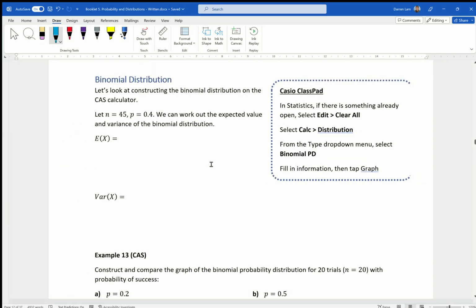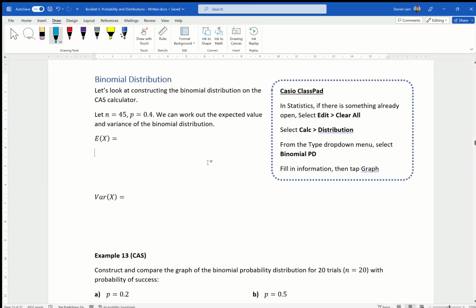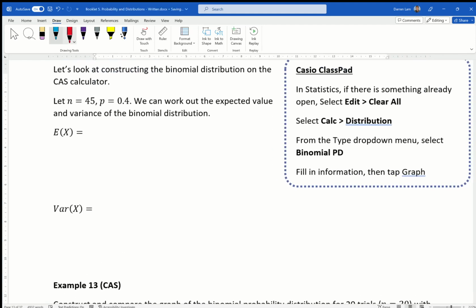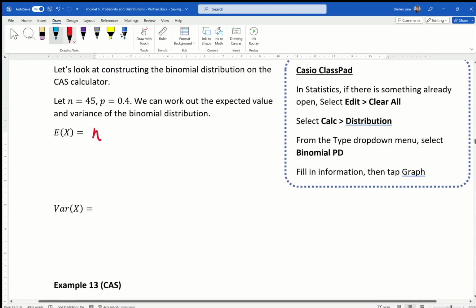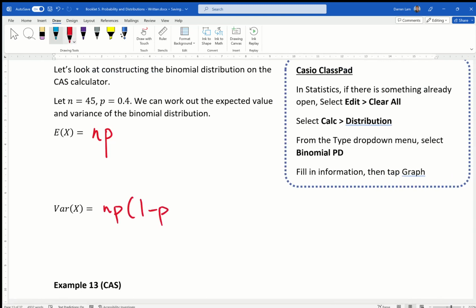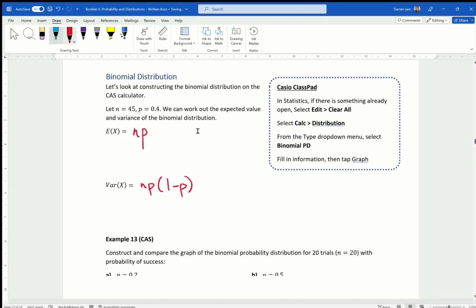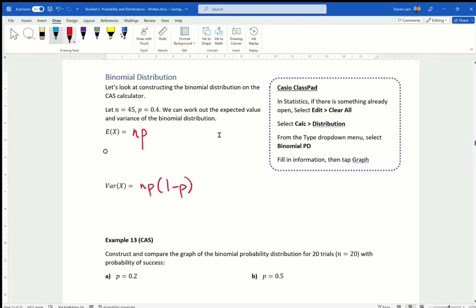2 formulas I'd like you to write down. These are very important. np, and np(1 minus p). So, expected value, we know a formula from prior. This is just another formula.